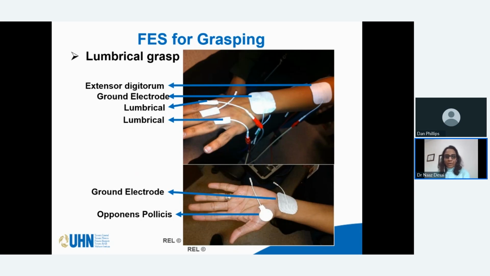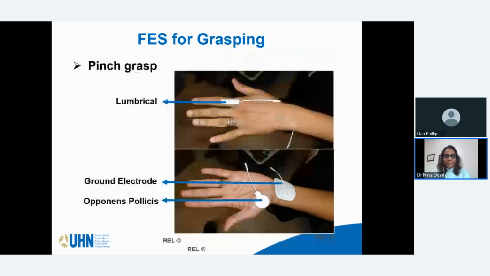And the figure below shows the positioning for the opponens pollicis, and again, the ground electrode for the opponens pollicis. That's for the pinch grasp, so 2-finger pinch, again, lumbrical, opponens pollicis, and then the ground electrode. And in this case also, I believe both the active electrodes were grounded using the same ground electrode.